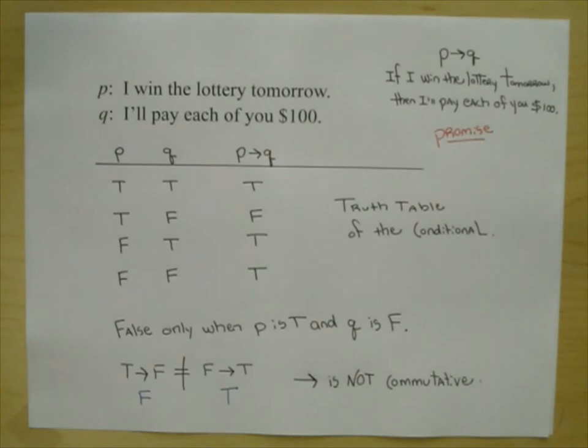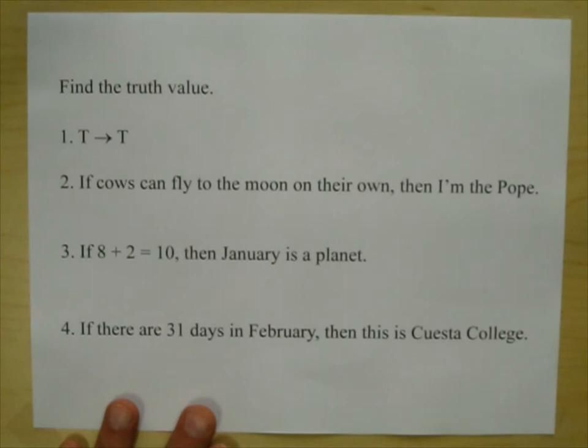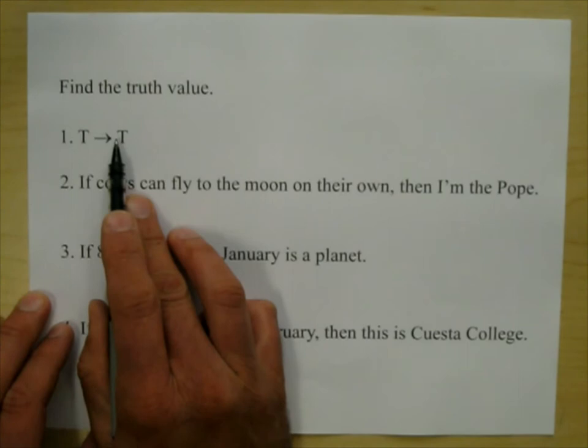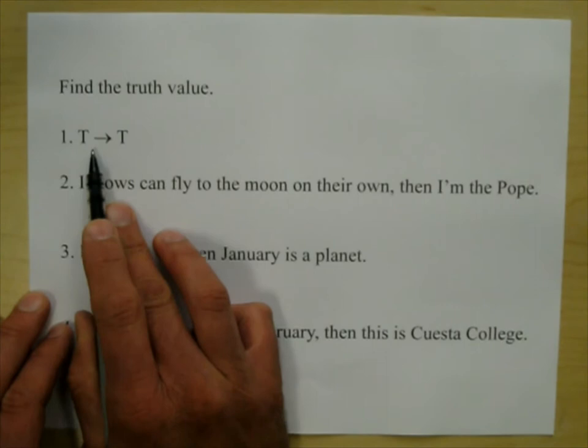Okay. Here are four examples, and what do they ask you to do? Well, this is just like the homework. They ask you to find the truth value. Okay, so number one is just, do you remember this arithmetic fact from logic? If true, then true. Well, if true, then true, what is the value of that statement? The value of that statement happens to be true.